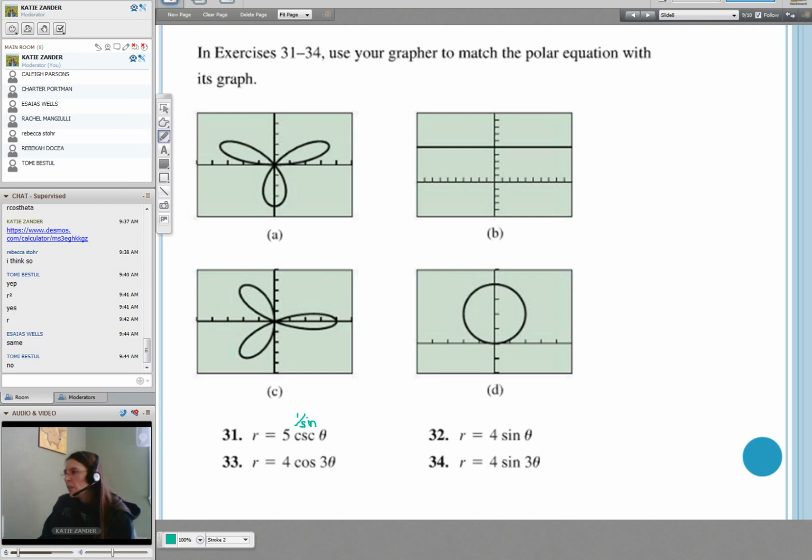All right, go ahead, try some of those out. When you have a graph that matches, put the letter behind it.